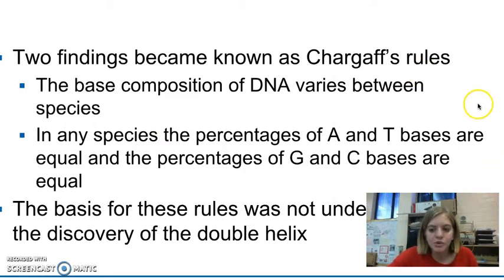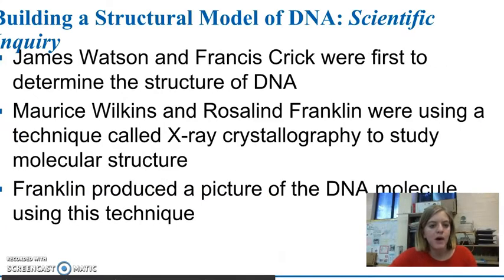So these two rules right here: the fact that different species have different combinations of DNA, and that no matter what the species, the percentages of adenine and thymine bases are equal and the percentages of guanine and cytosine are equal. These are Chargaff's rules. And they helped us understand more about DNA as well.